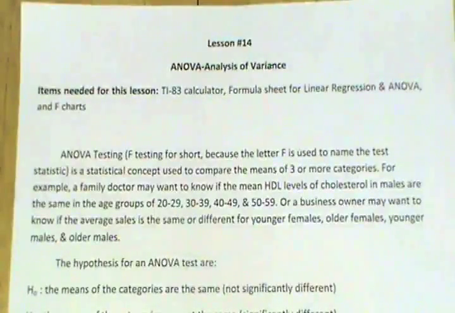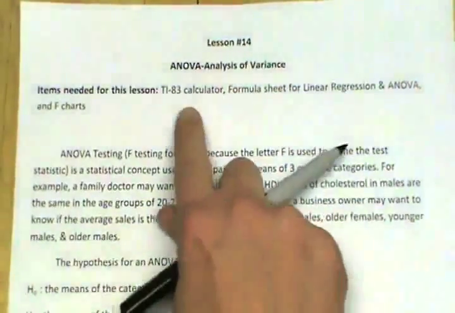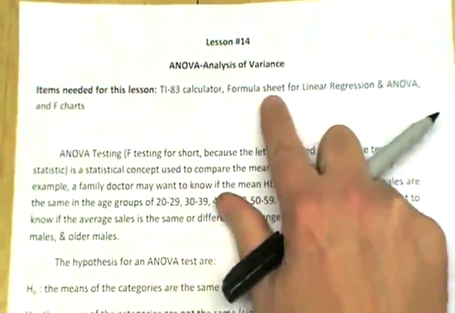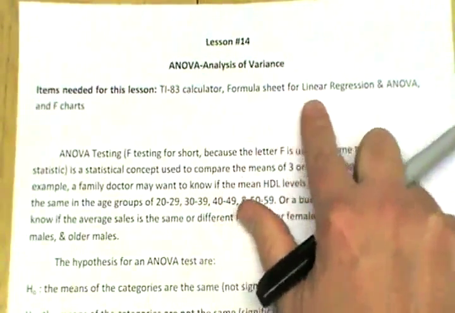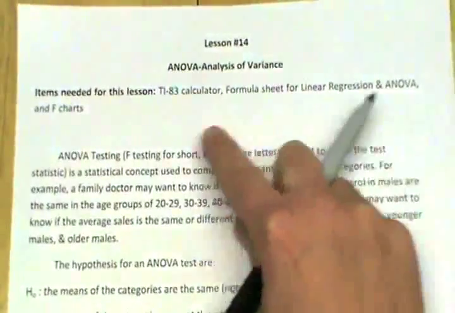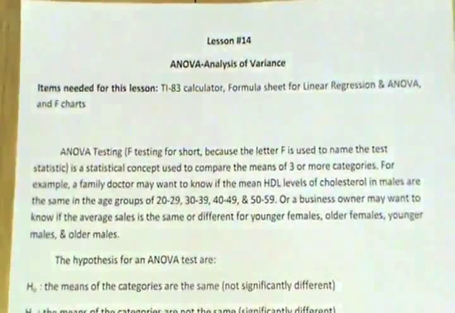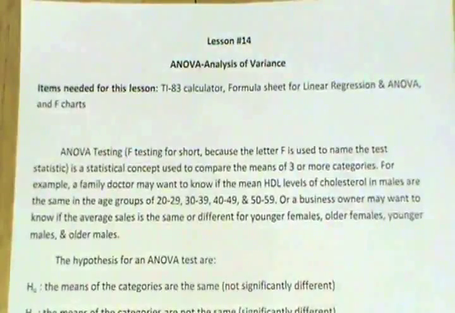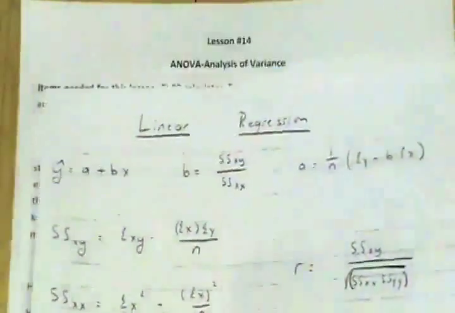Lesson number 14 talks about ANOVA, which is short for analysis of variance. The items we need are the TI-83 calculator, the formula sheet for the linear regression and ANOVA, and also the F charts. The formula sheet is the same formula sheet that we used in last week's lesson for linear regression.